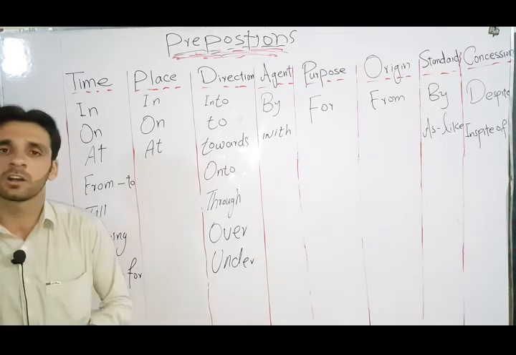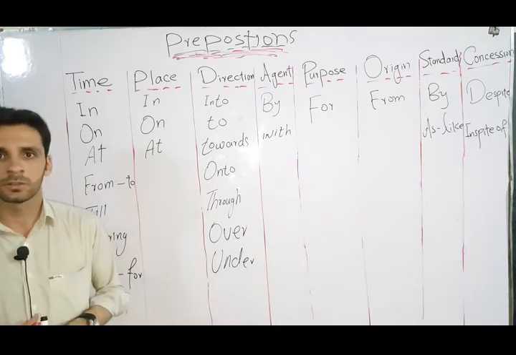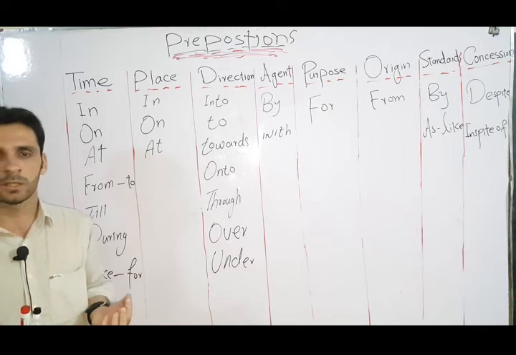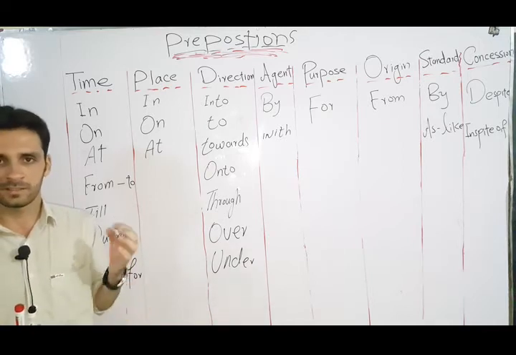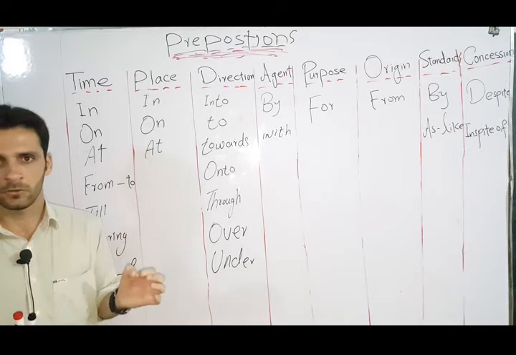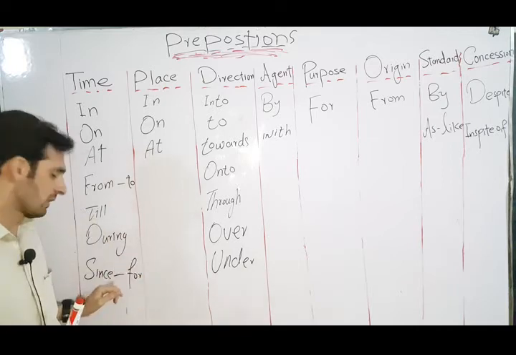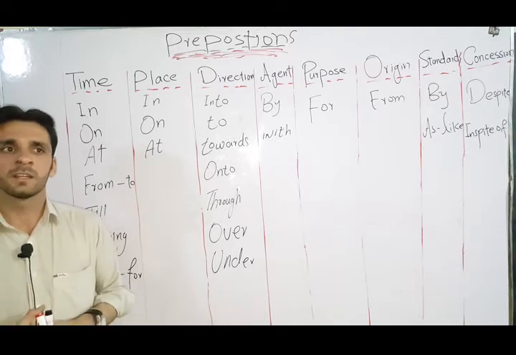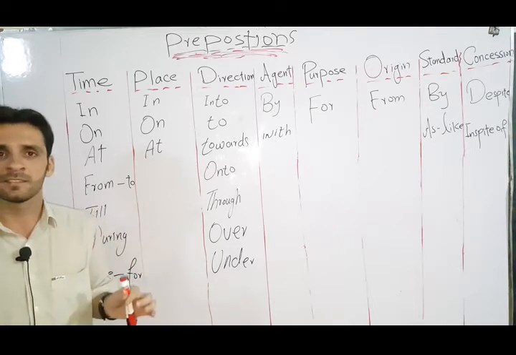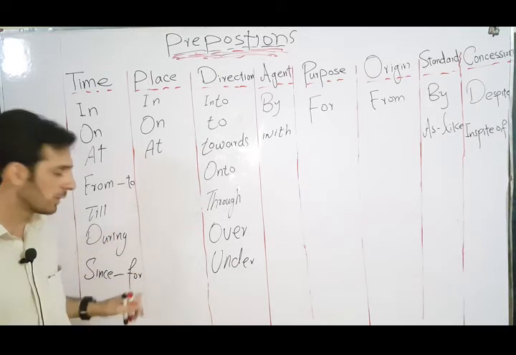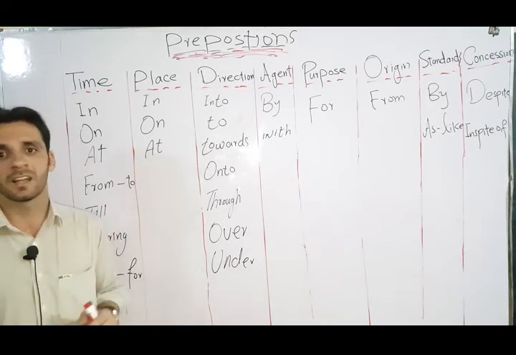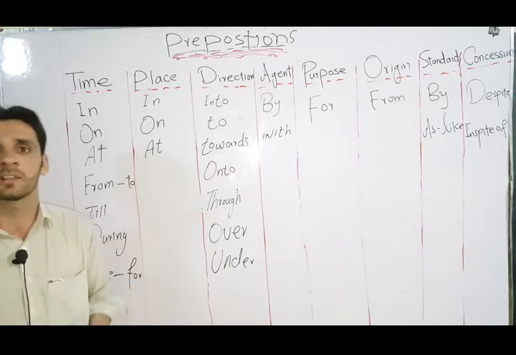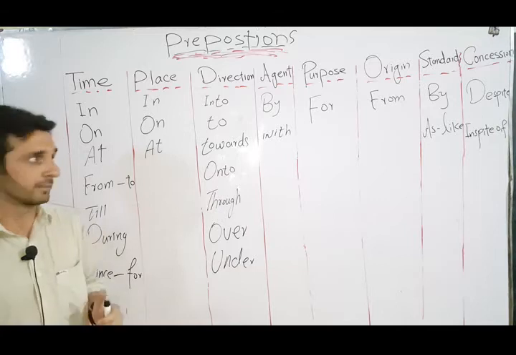Since and for are used to show time. Since is used when we want to mention the point where the action starts. So we can say that we were there together since evening. And for is used when we want to focus on the duration or the period, not the points. We were there for 2 hours.